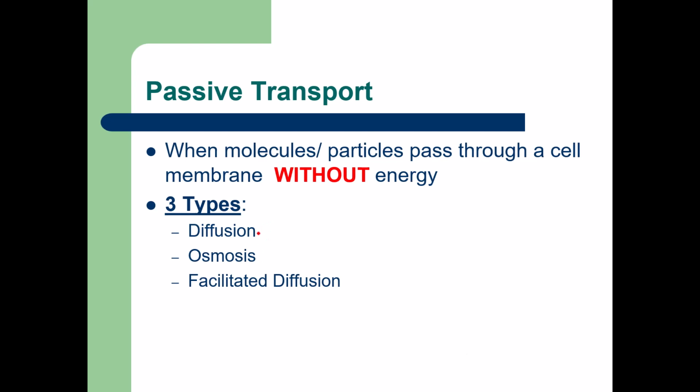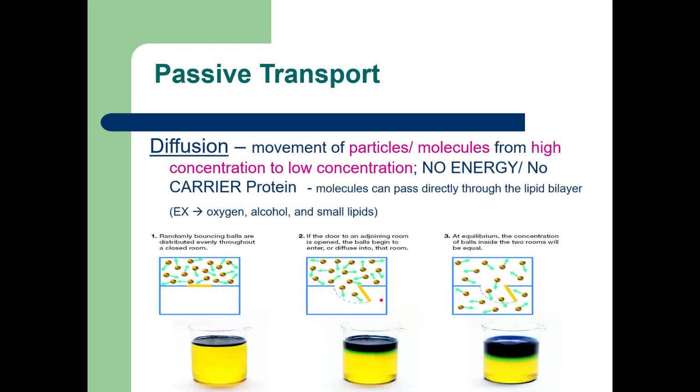We got diffusion, okay, any particle, right? Osmosis, essentially just diffusion of water, and facilitated diffusion, ions and things like that that can't just move across without some kind of passage. All right, so diffusion is just the movement of particles, molecules, from an area of higher concentration to an area of lower concentration. So they move with the concentration gradient.